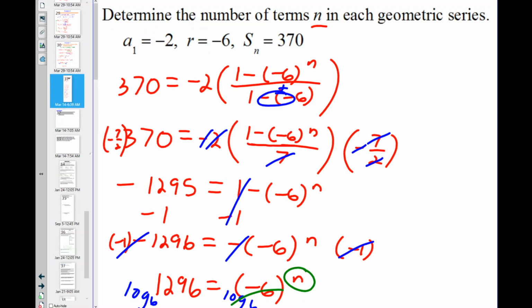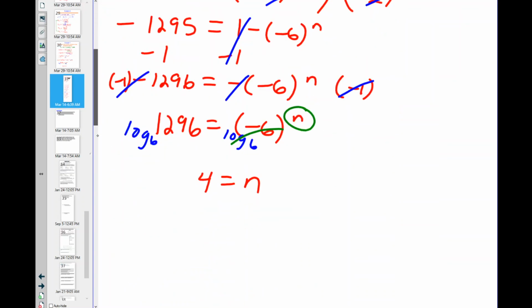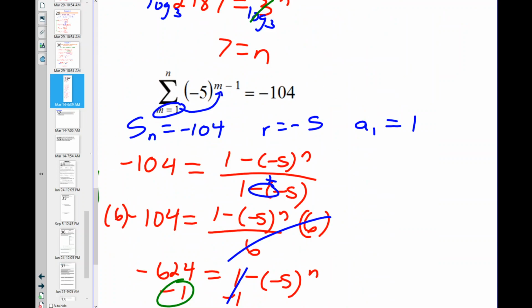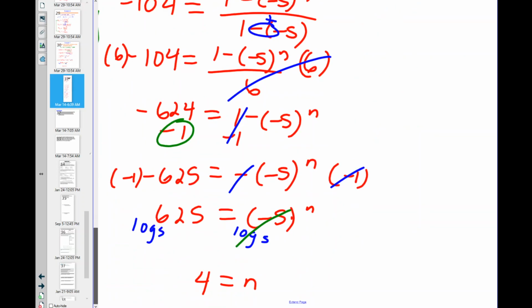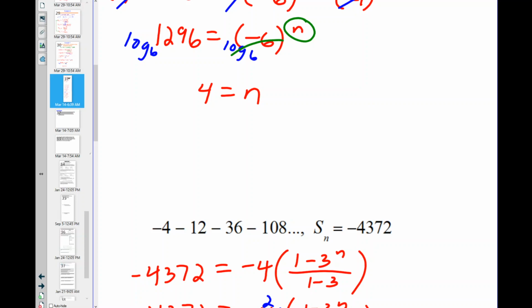Did I have any more left? Did I have another problem down there? No? Okay, good. So, word problems.